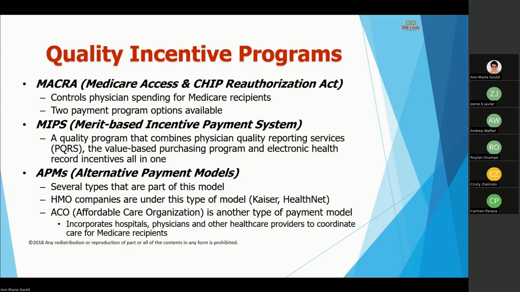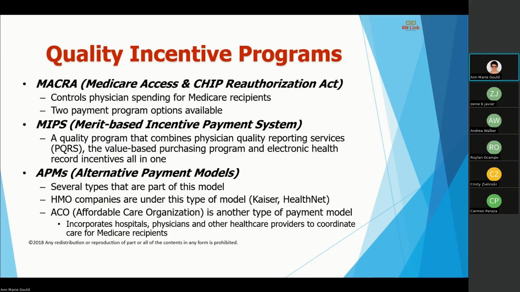So some of the quality incentive programs, the MACRA, MIPS, and APMs, you can see they're all different types. MACRA is mainly to control physician spending for Medicare recipients, right? There are 2 payment program options available. I didn't list them down here though. MIPS is your merit-based incentive payment system. And this is a quality program that combines physician quality reporting services, or your PQRS, the value-based purchasing program, and electronic health record incentives all in one. So these are some of the quality incentive programs that the doctors will see on their side outside of the hospital.